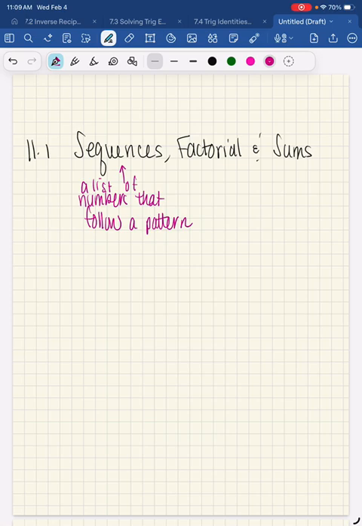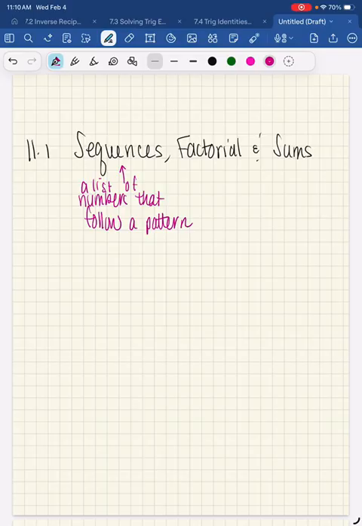Okay, and sequences are of all different forms. They could be arithmetic, which you're going to learn about in the other video. They could be geometric. They could be neither. So I'm just going to look at a sequence, and we're going to see if we can work backwards and figure out maybe what the formula is.